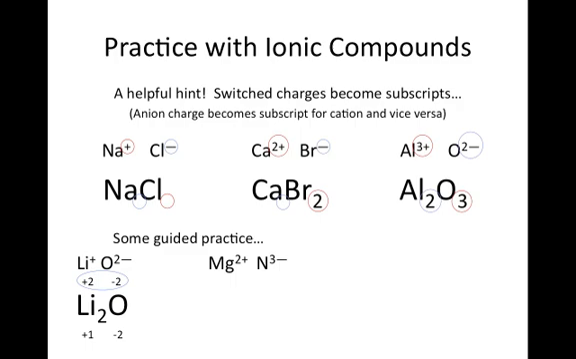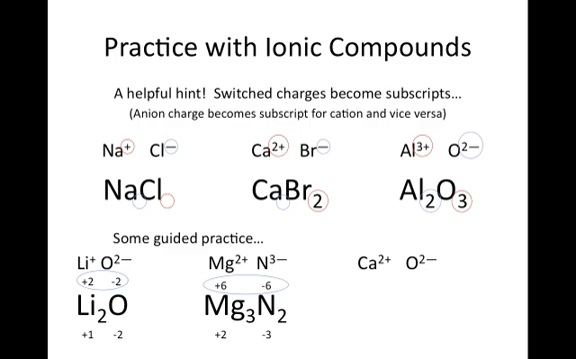We need to switch the charges and make them the subscripts. Each Mg has a charge of plus 2. Because there are 3, the overall positive charge is plus 6. Each N has a charge of minus 3. Because there are 2, the overall negative charge is minus 6. Plus 6 and minus 6 balance out to be 0.